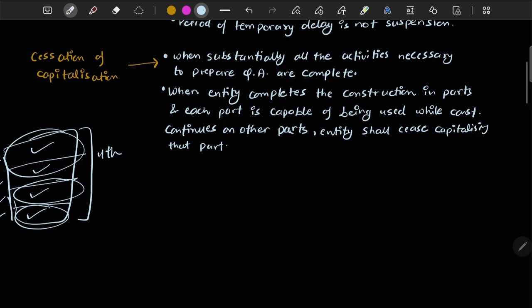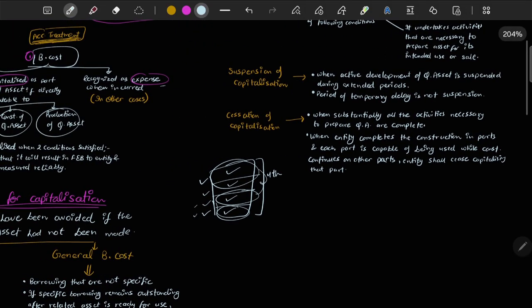So this is what is written: when entity completes the construction in parts and each part is capable of being used while construction continues on other parts, entity shall cease capitalizing that part. So this is your whole chapter.